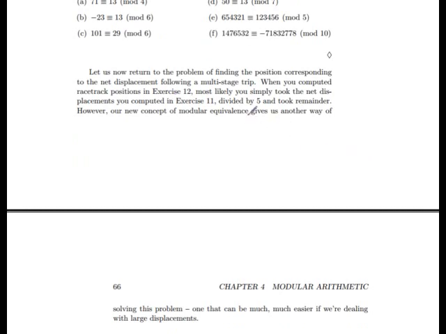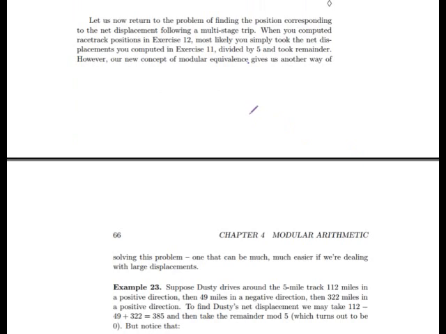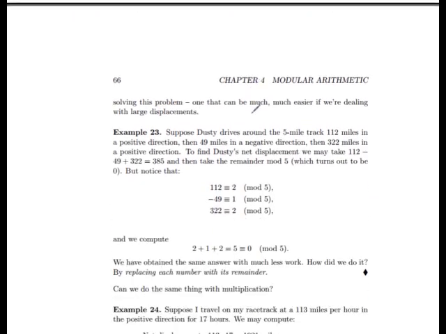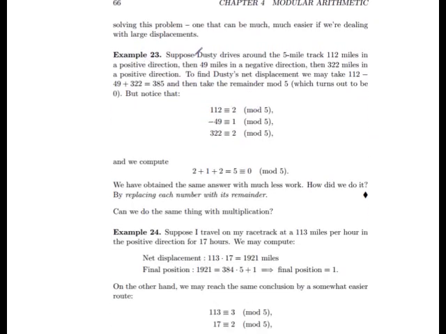All right, so now let's consider some arithmetic problems involving these modular numbers. Here's an example. Dusty drives around a 5-mile track, 112 miles in the positive direction, 49 miles in the negative direction, 322 miles in the positive direction. To find Dusty's net displacement, well, you could add up the numbers and take the remainder mod 5. That's one way to do it, but there's actually a simpler way.